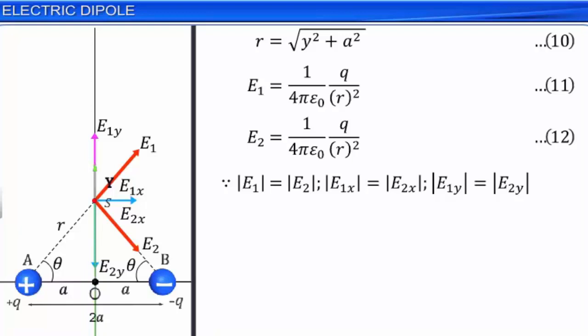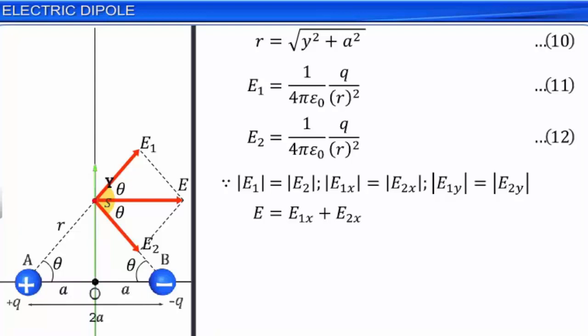We also observe that the components E1y and E2y are oppositely directed and hence they cancel each other. Therefore, at the point S, the resultant electric field strength E is equal to E1x plus E2x. Let this be equation 13.